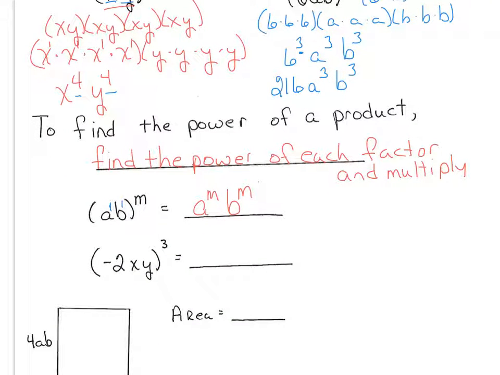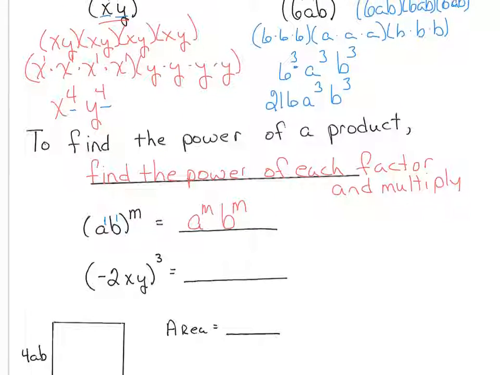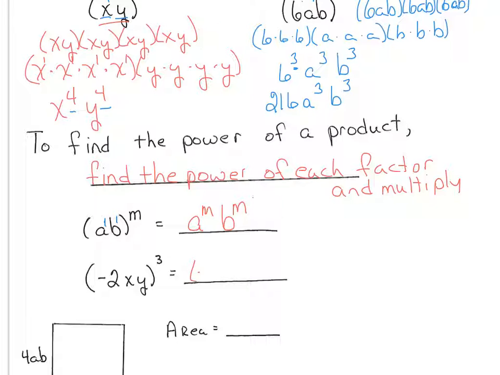If I have negative 2xy and it's all raised to the 3rd power, that means we have negative 2 cubed times x cubed times y cubed. Negative 2 times negative 2 is 4, times negative 2 is negative 8. X cubed, y cubed.